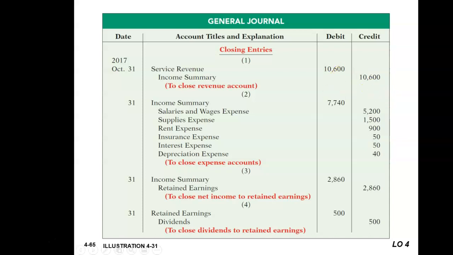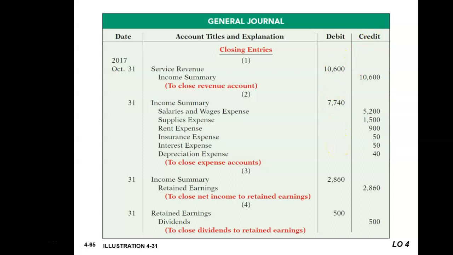All right? So after step 1 and 2, think about this. Income summary, we credit for $10,600. Income summary, debit for $7,740. Which means after these first 2 steps, let me get out my calculator, it means that the income summary account has a balance of $10,600. Oops, that's my count, not my calculator. $10,600 minus $7,740. So income summary is showing a balance of $2,860 on the credit side after these first 2 steps.